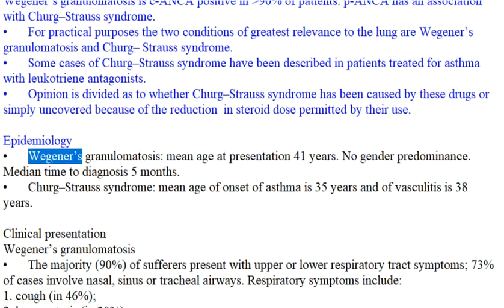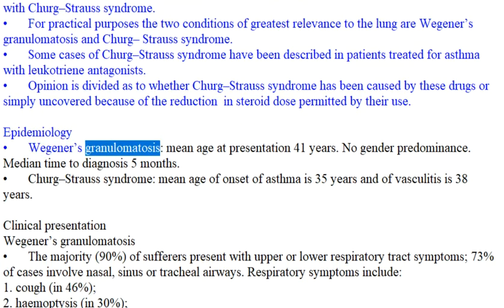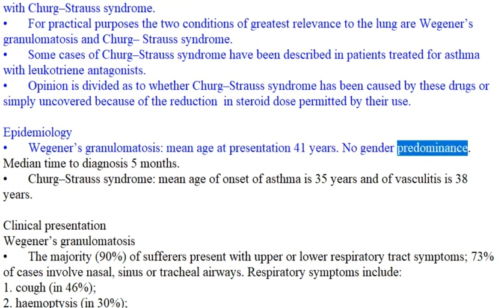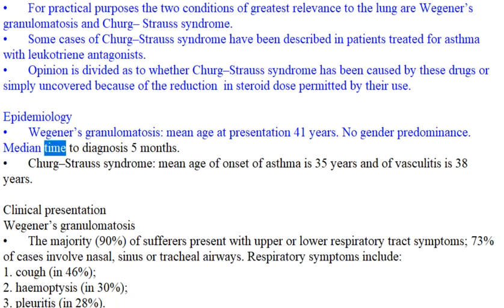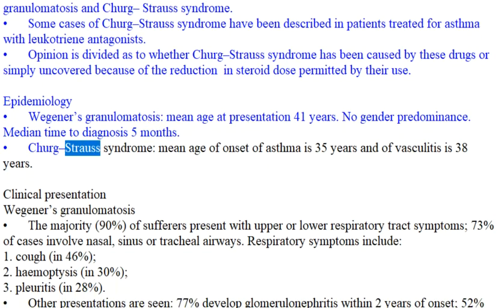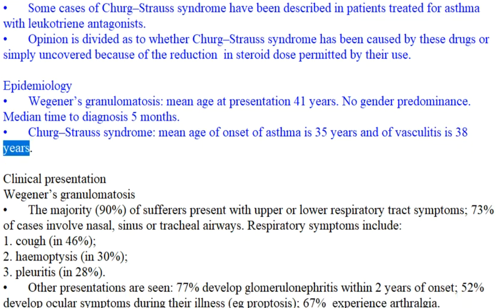Epidemiology. Wegener's granulomatosis: mean age at presentation 41 years. No gender predominance. Median time to diagnosis 5 months. Churg-Strauss syndrome: mean age of onset of asthma is 35 years and of vasculitis is 38 years.